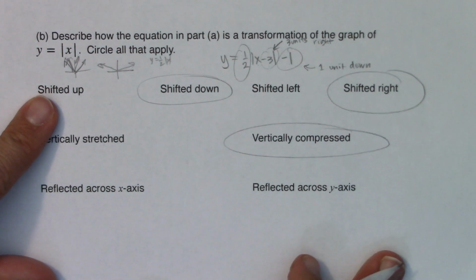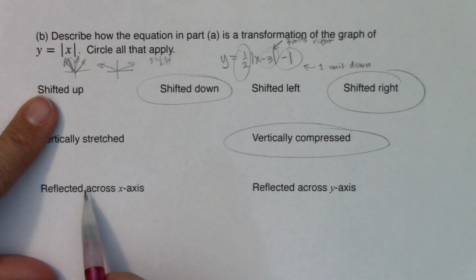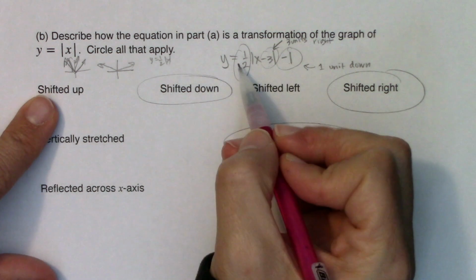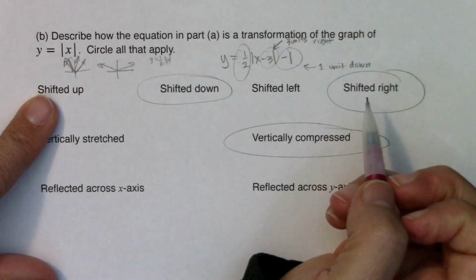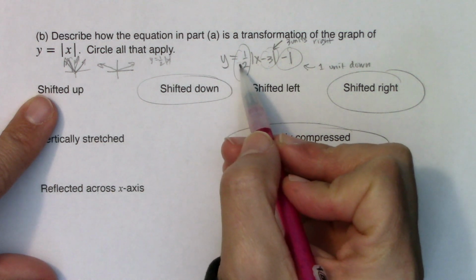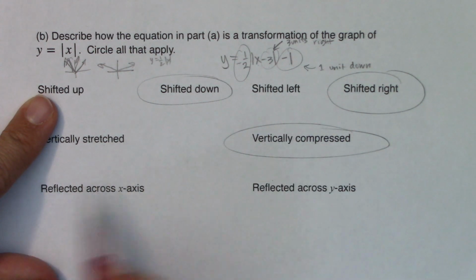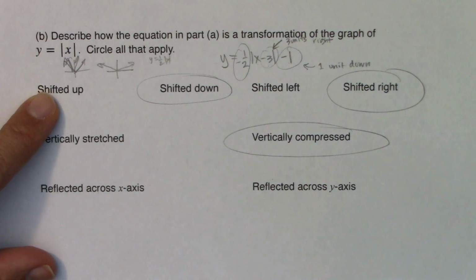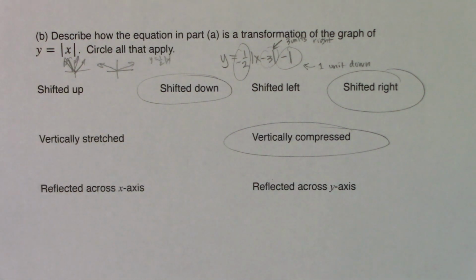And just to give you a heads up, when you talk about reflections across the x and y, that's when there's a negative involved. So had there been a negative out here, I know there's not, but if there had been a negative out here, then we would have reflected across the x-axis. All right, and if there's a negative inside the grouping symbols, you're reflecting across the y.